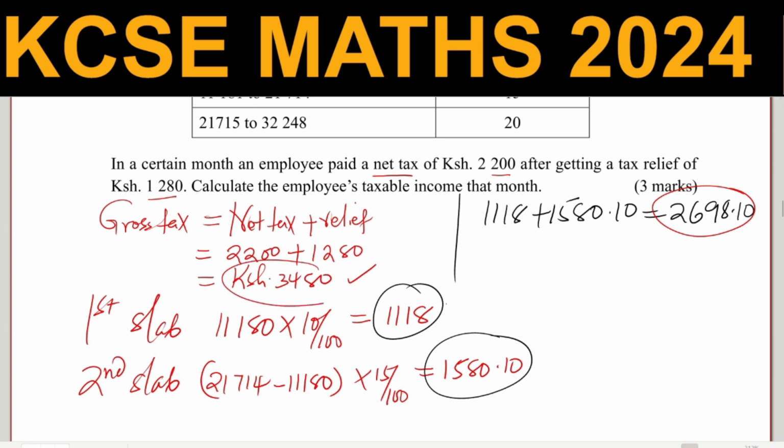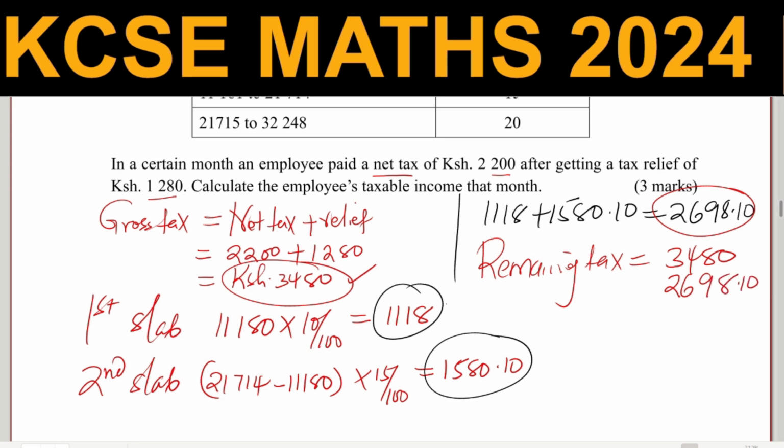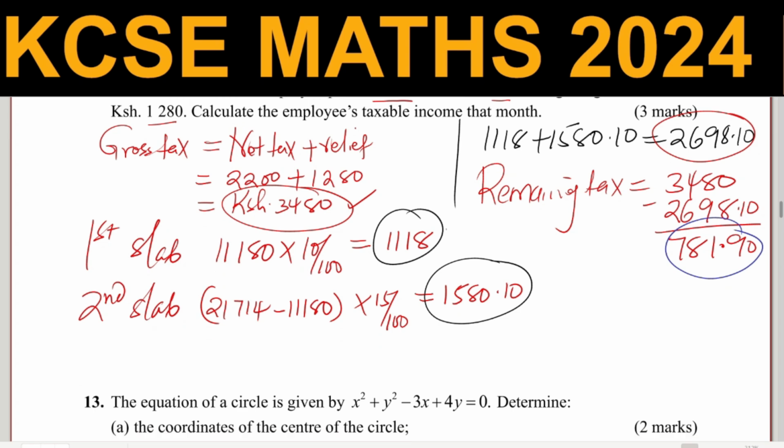but we need a total of 34.80. So to get the remaining tax, we take 34.80, then we subtract 26.98. This is what will go to the third slab. So we subtract that, and we're going to get 781 and 90 cents. So this is what will go to the last slab.